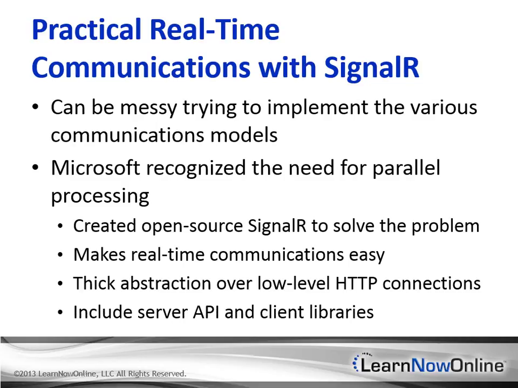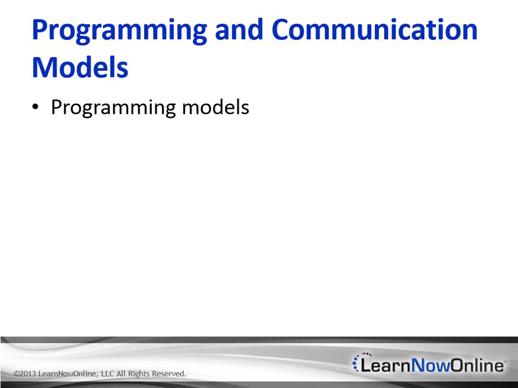The library consists of a server API and client libraries for both .NET client applications and JavaScript, so SignalR includes the components you need on both the server and the client side to facilitate message delivery and reception in real time. SignalR provides 2 programming models that you can choose from: hubs and persistent connections.